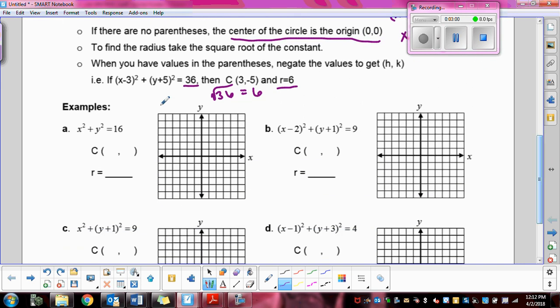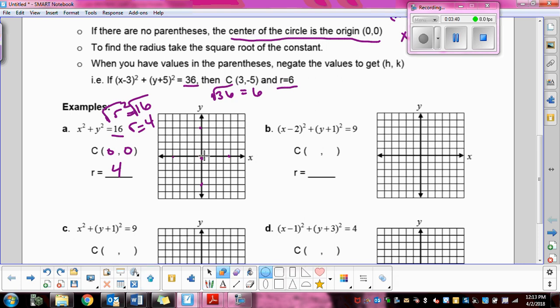Let's do an example. It says x squared plus y squared equals 16. We need the radius. If you're not adding or subtracting any numbers, my center is going to be at 0, 0. So this is going to be my center right here. But my radius is not 16. R squared equals 16, so we have to take the square root of each side to get r. R equals the square root of 16, which is 4. So I know that I'm going to go up 4, 1, 2, 3, 4, to the right 4, 1, 2, 3, 4, down 4, and to the left 4. And all you have to do is just draw a circle.